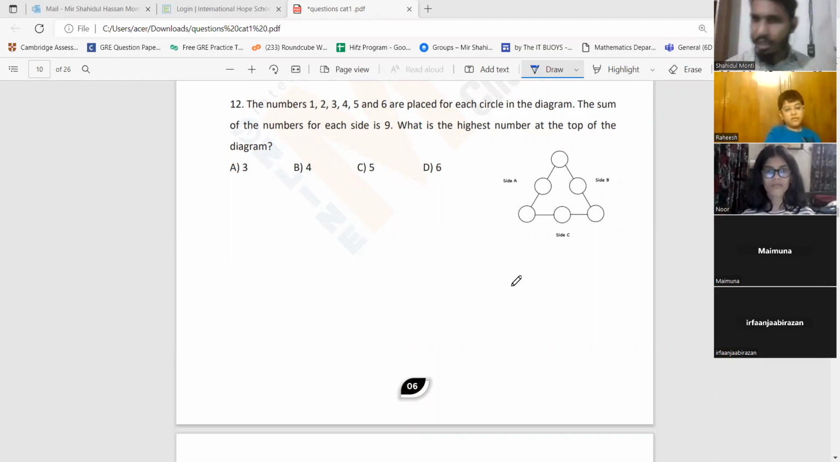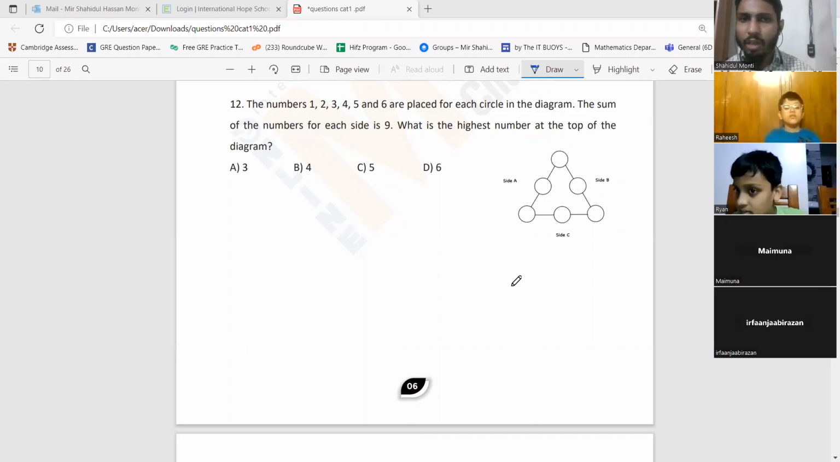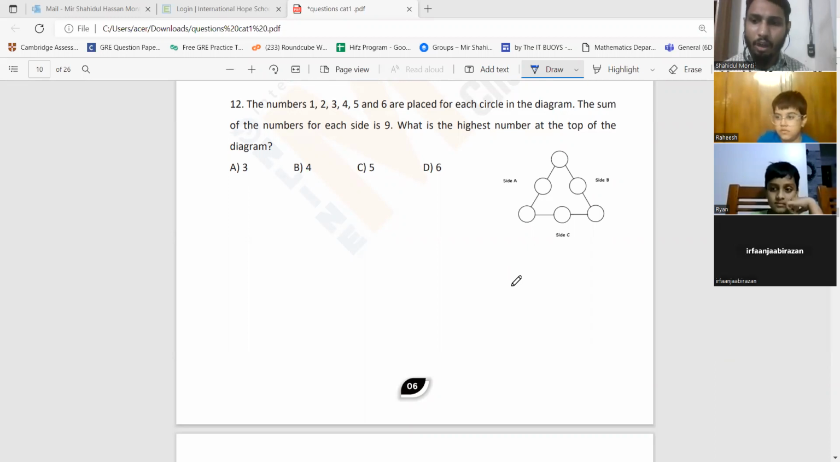What is the highest number that we can put at the top? We have 1, 2, 3, 4, 5, 6. We have to put all the 6 numbers in the 6 boxes. The sum should be equal to 9. So what is the highest number that we can put at the top?